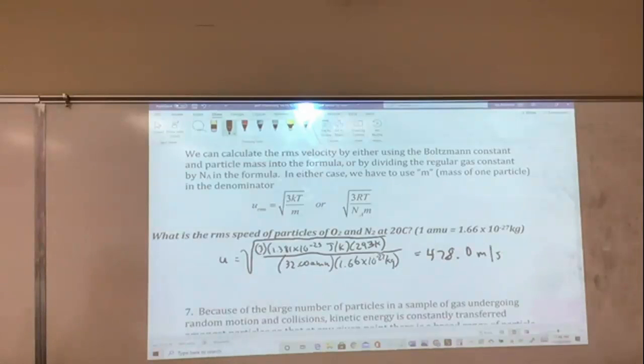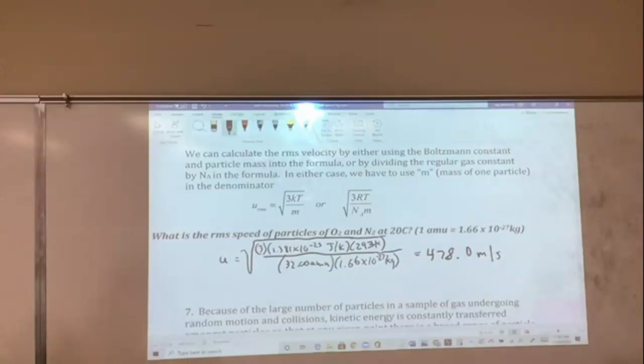I get 478.0 meters per second. So what do you notice about the velocity of a particle of oxygen at that point versus the velocity of a particle of helium? It moves slower, a lot slower. And the temperatures are pretty close, it's 20 versus 25. Does it make sense that the more massive something is, the slower it's going to go at the same temperature? The more massive something is, the slower it's going to go. This is going to be important for us, and this proves that.